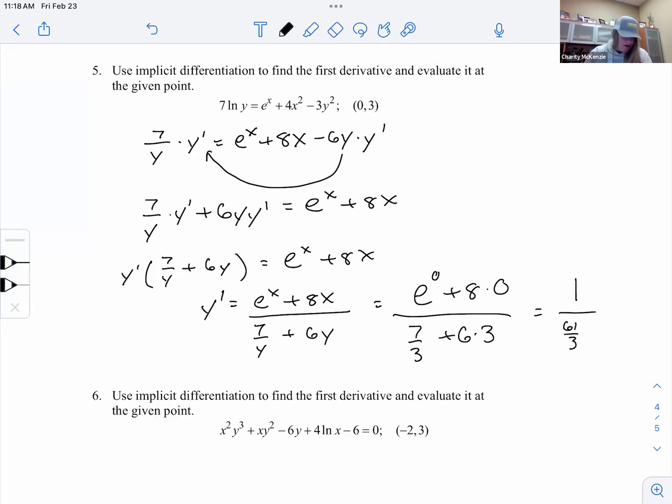61/3. Flip that over, multiply by the 1, and I get 3 over 61. Division, flip and multiply, right? Put it in your calculator if you need to. So that's the final answer using implicit differentiation at an exact point.